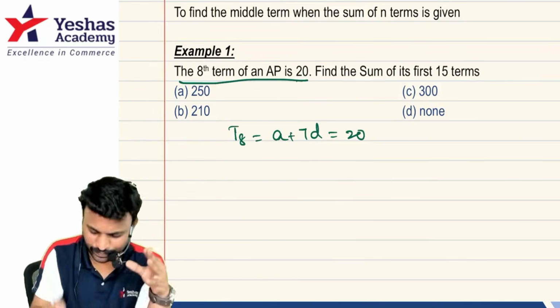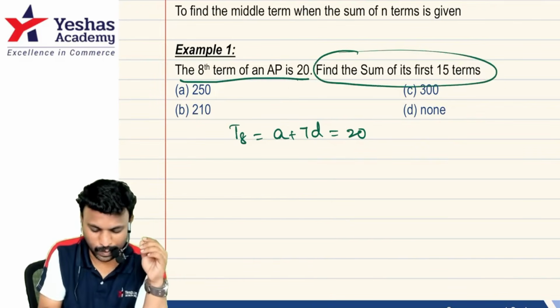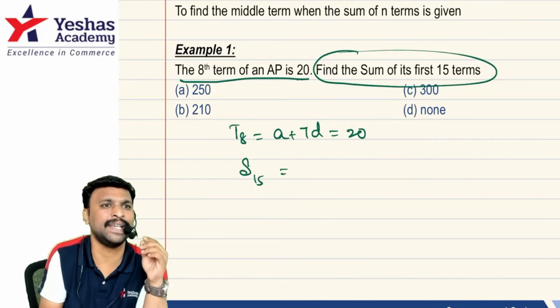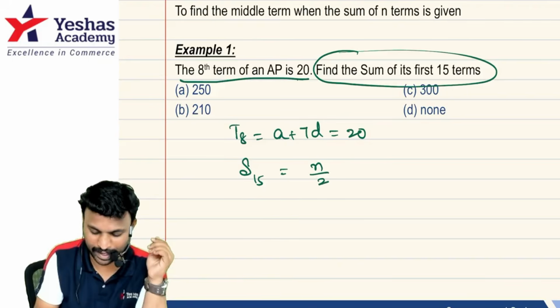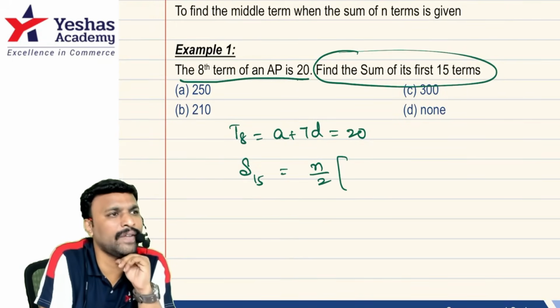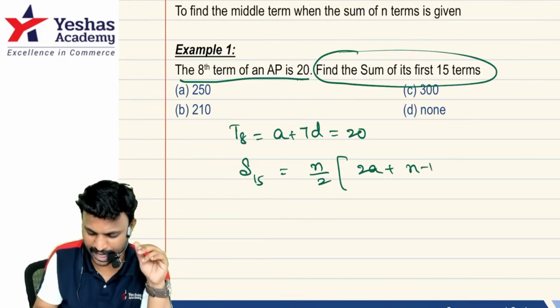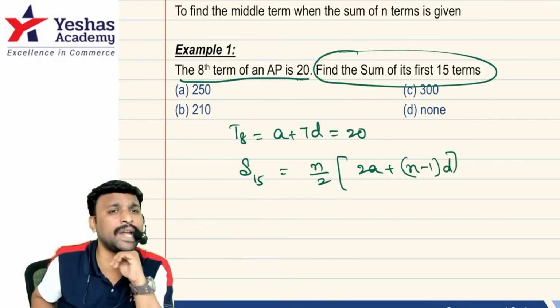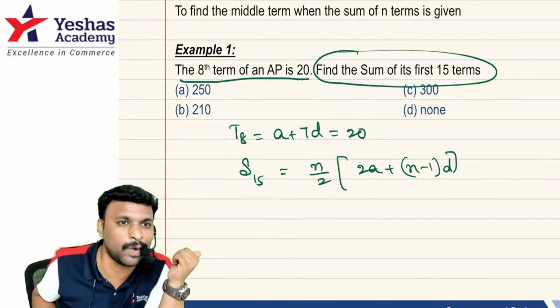The sum of how many terms they're asking? So S15. Sum means S. Correct. So what's the formula? N by 2 into... Am I given the last term? If I'm not given the last term, what is Sn? N by 2 into 2a plus n minus 1 into d. Are you getting why I'm using this formula?